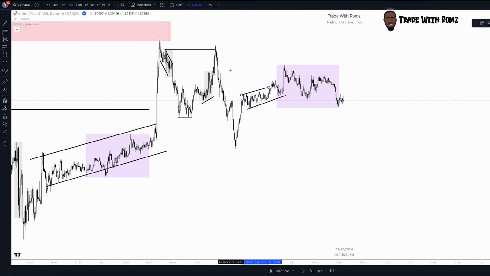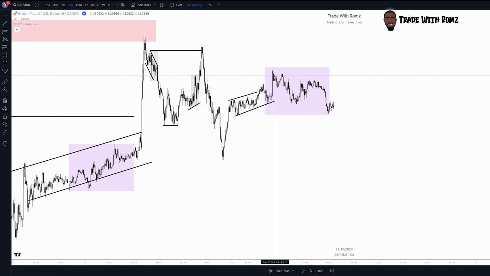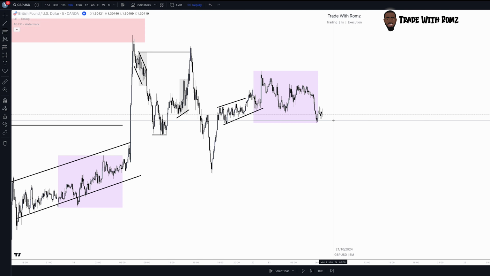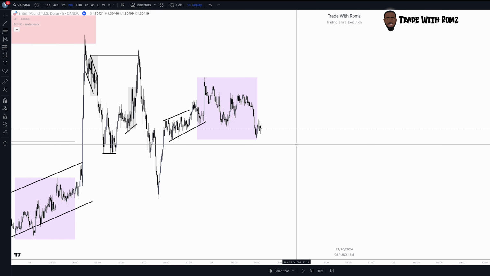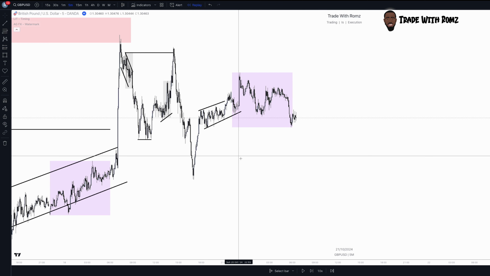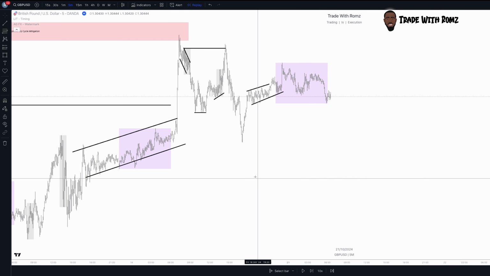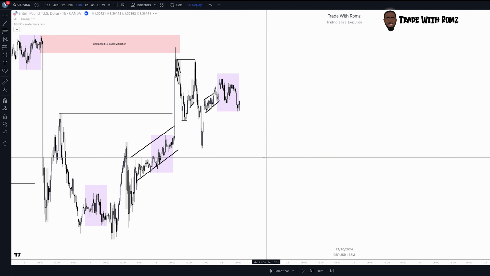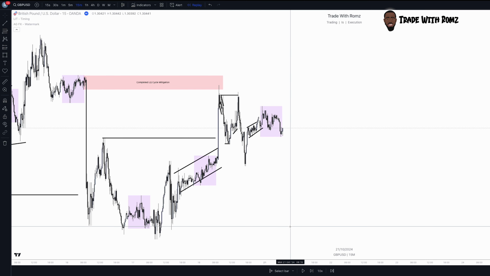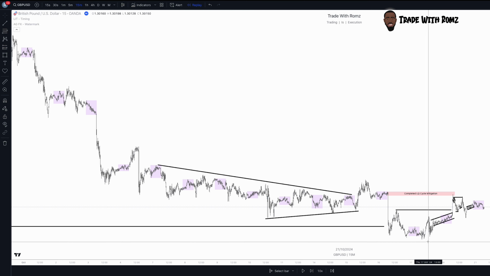Inducement. Mitigating the high within here. It's not a clean mitigation, but it's the same concept. And then again, price trades away. So when I'm looking at this and seeing the high time frame, I'm not going to want to really be trying to buy in this market profile, because on the high time frame, we're looking like we've got a cycle that's about to distribute to the low side. And on the high time frame, look, we're bearish, aren't we?